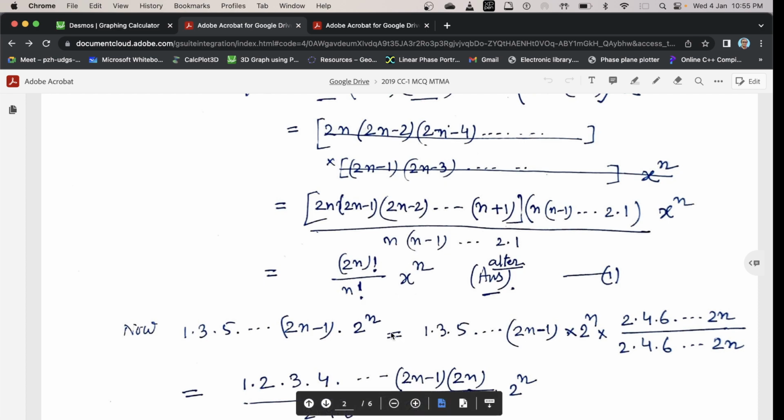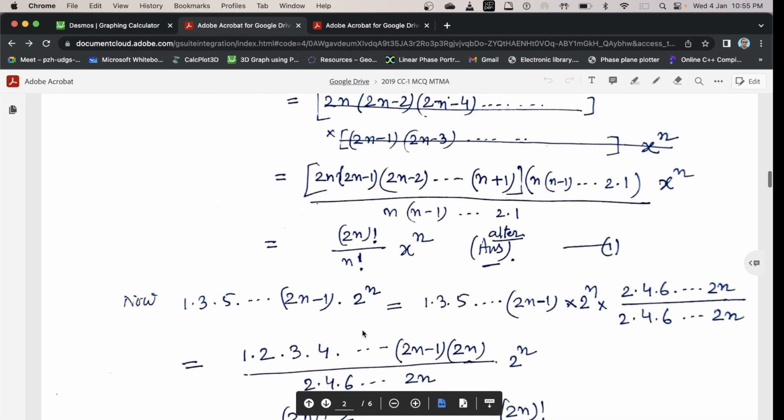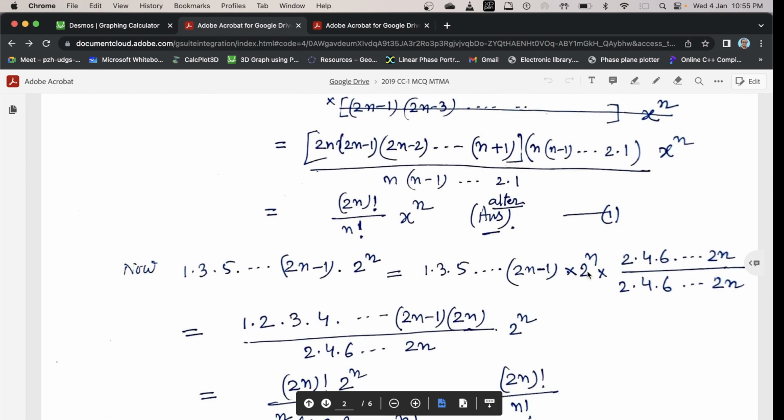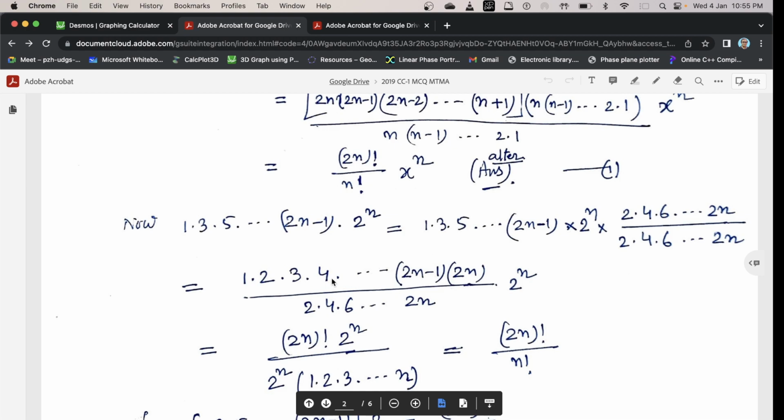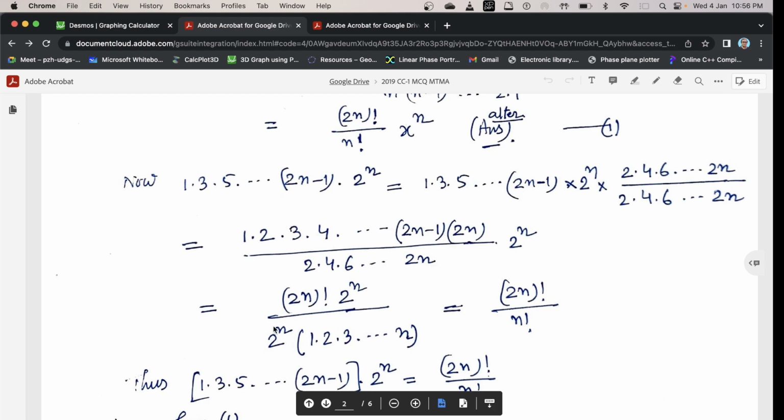Now 1·3·5···(2n−1)·2^n equals (2n−1) times 2^n times (2·4·6···2n) divided by (2·4·6···2n). If we rearrange, the numerator becomes 1·2·3·4···(2n−1)·2n, divided by this, into 2^n. So from the numerator we get (2n)! into 2^n.